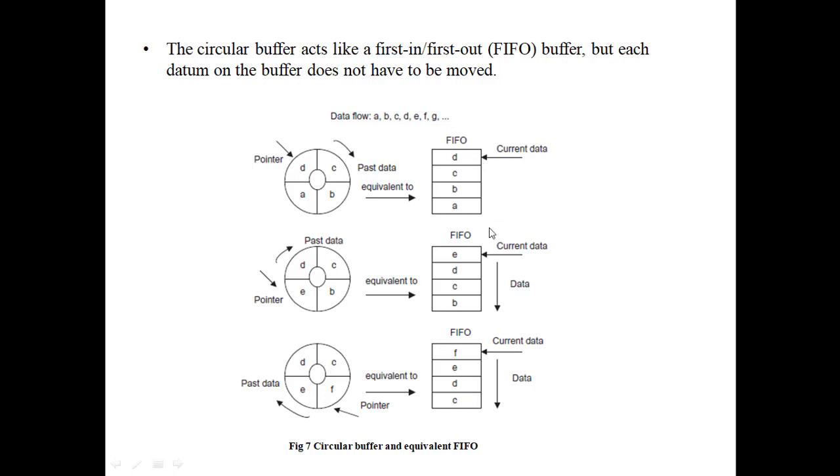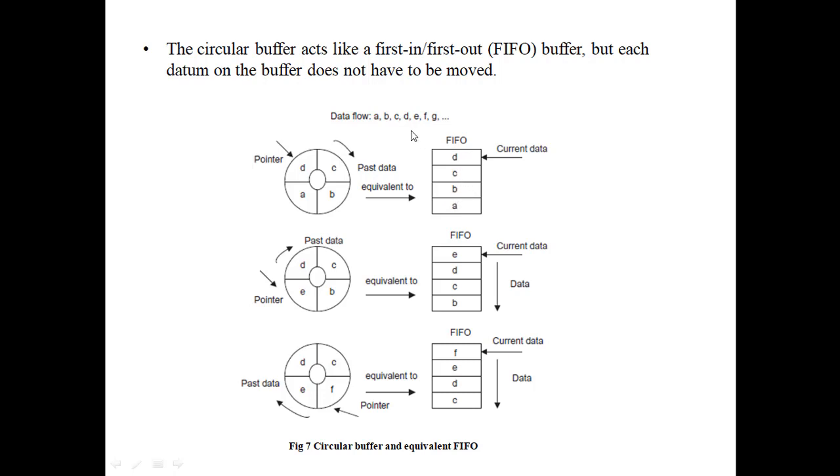Now the sequential buffer is a first in first out sequential buffer. The data flow is something like this: first sample A comes, next sample B comes, next sample C comes, and so on. Now the oldest data is A, next is B, next is C, and next is D, right?